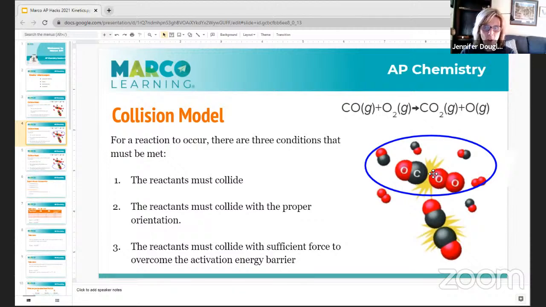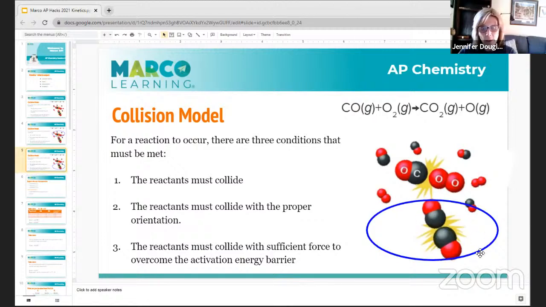The orientation means that the carbon is colliding with the oxygen, and those are the things that you're trying to get to form a bond with each other. The second one, this one down here, those will collide, but they won't result in a reaction, or at least not the reaction we're hoping for, because here we have 2 carbons colliding with each other, and we're not trying to form a carbon-carbon bond. So that's what we mean when we say the reactants must collide with the proper orientation. So the third thing is they have to collide with enough force to overcome the activation energy barrier.